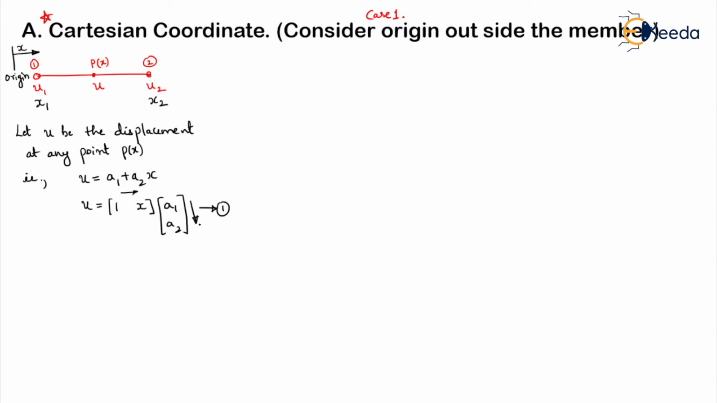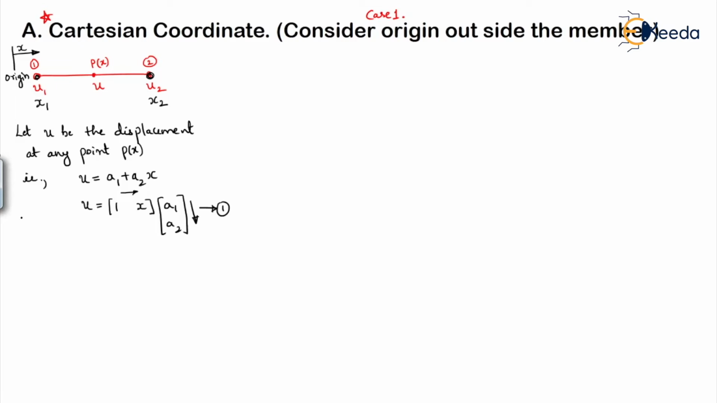This is the procedure you have to follow whenever you want to find the shape function for any type of structure given to you. So what are we solving now? We are solving for a two-noded 1D axial element.